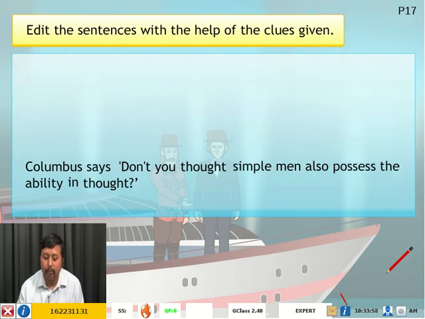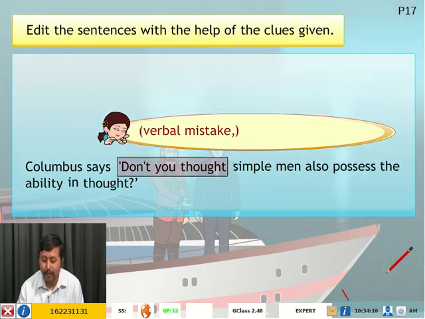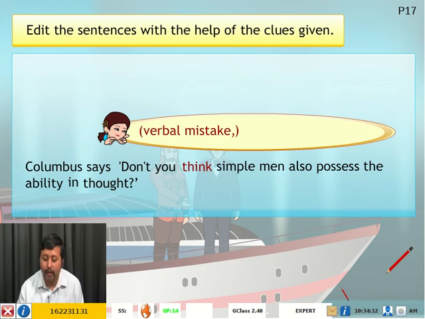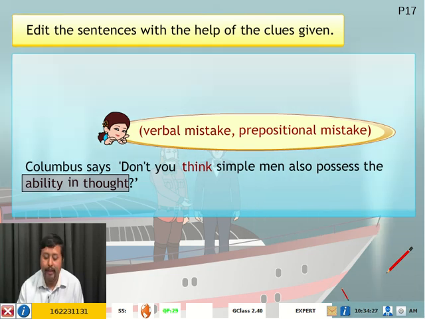Columbus says, don't you thought simple man also possess the ability in thought? Don't you thought simple man? First thing is what? Verbal mistake. Where is that? Very good. It's the third word. It cannot be thought. It has to be what? Don't you think. Don't is the emphatic do that is in present tense, so the verb should be in its root form only. Simple. Then we have a prepositional mistake. What is that? Very good. It's ability in thought. No, it should be what? Ability of.